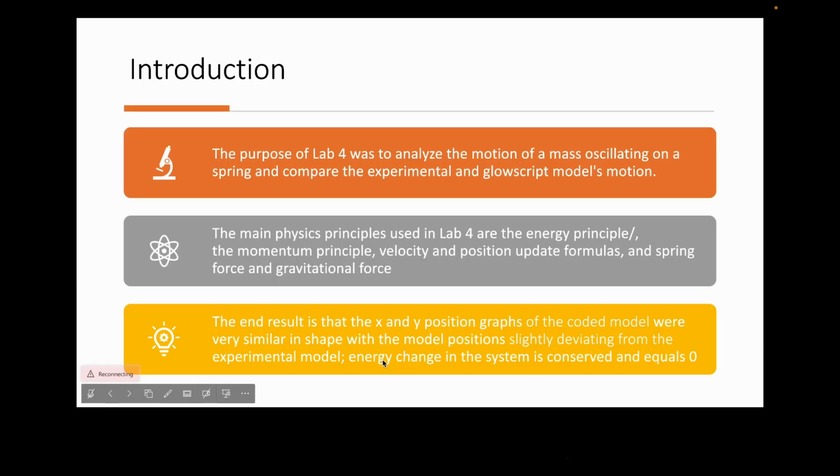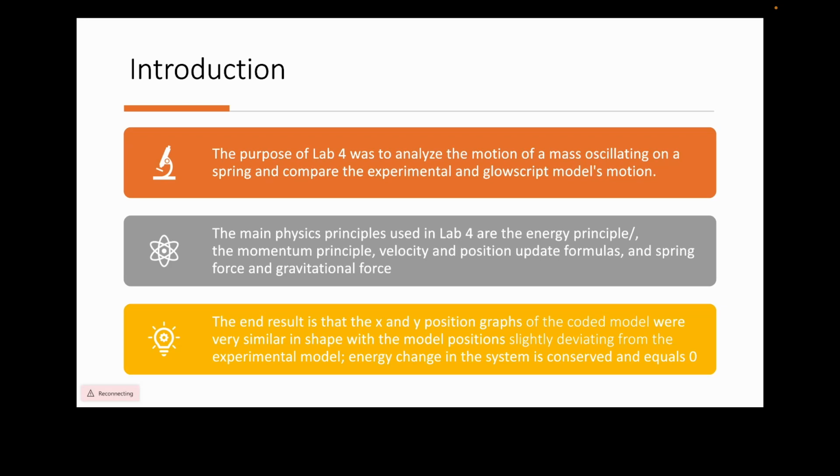Introduction. The purpose of Lab 4 was to analyze the motion of a mass oscillating on a spring and compare the experimental and GlowScript model's motion. The main physics principles used in Lab 4 were the energy principle, the momentum principle, the velocity and position update formulas, and the spring force and gravitational force.